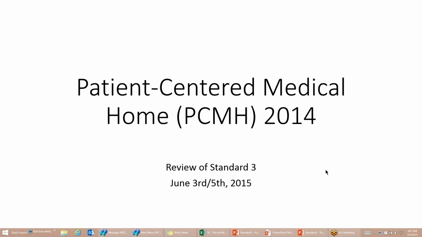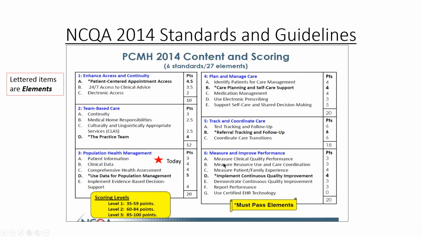Today we're going to look at Standard 3 of the 2014 standards. So looking at our summary slide, the 6 standards again, focusing today on population health management. You can see there that there's 5 elements, with element D being the must-pass element. And so again, an extra element than Standard 2 that we looked at last week.